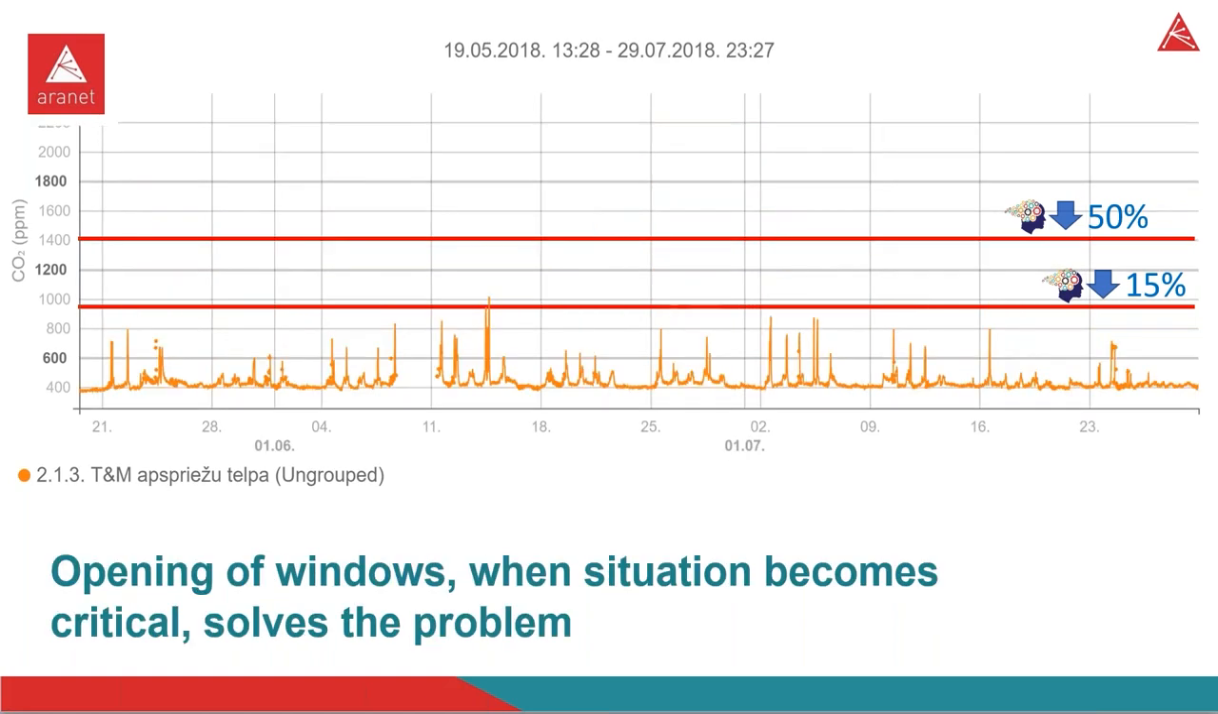And of course, afterwards, taking that into account, opening windows when the situation becomes critical actually solved the problem.